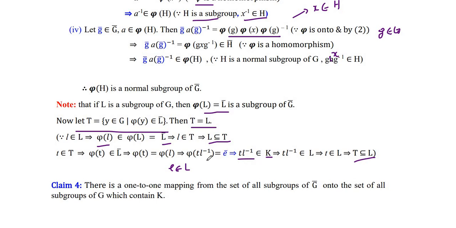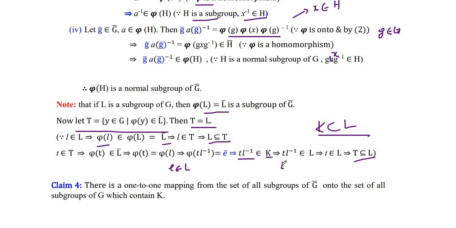Because the kernel is all those elements which are taken to the identity element. Now from here we have t l inverse belonging to L, because K is contained in L. We have K contained in L, so we have t l inverse belonging to L, which in turn implies that t l inverse, l and t belongs to L.